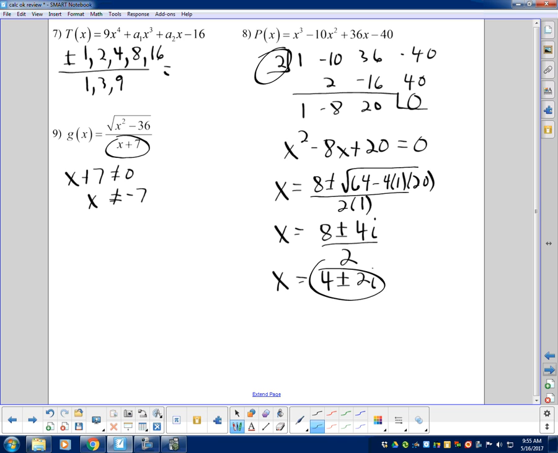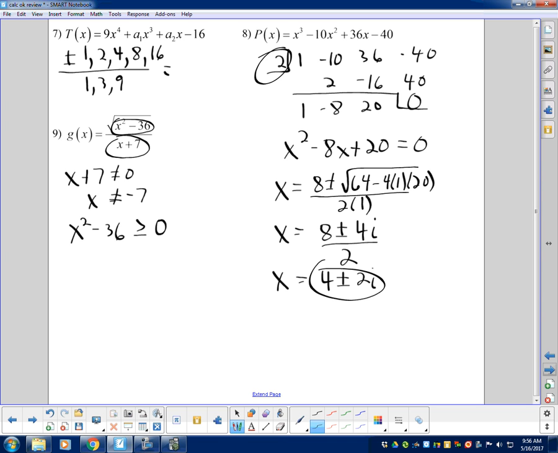So that's going to have to be part of our domain expression. Also, we know that right here, x squared minus 36 must be greater than or equal to 0. It's okay if it equals 0, but it must be greater than or equal to 0. So if you think about this, we've got a greater than or equal to inequality.